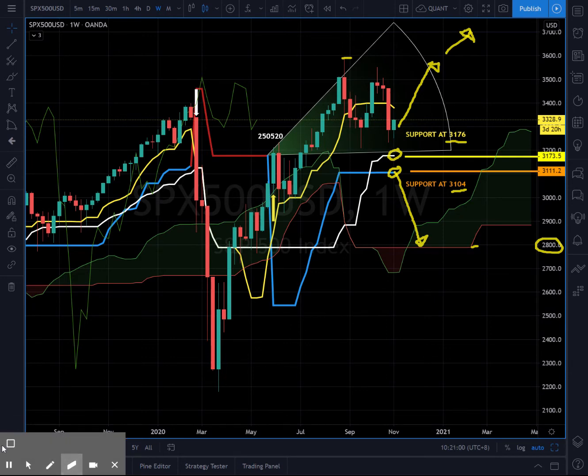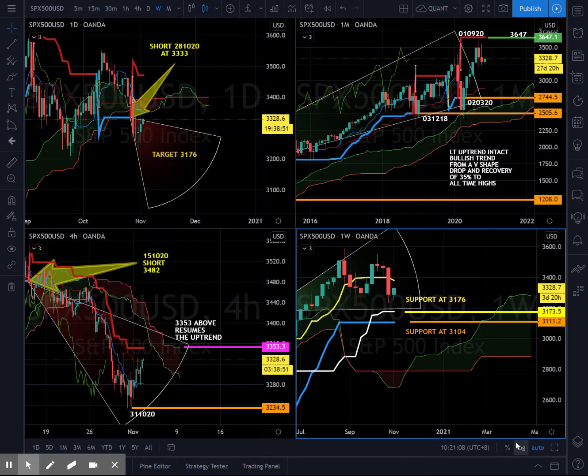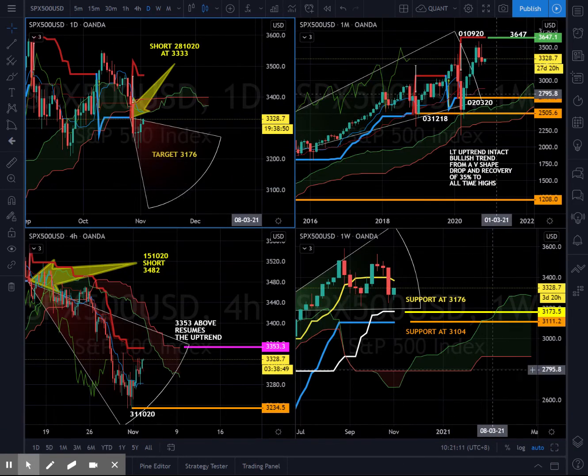So just as a recap, on a weekly chart, we are still on a very nice uptrend with supports at 3176. Moving on to the daily chart.